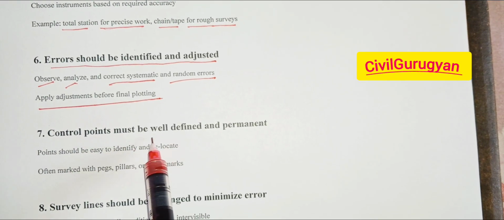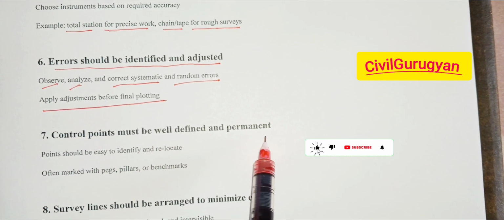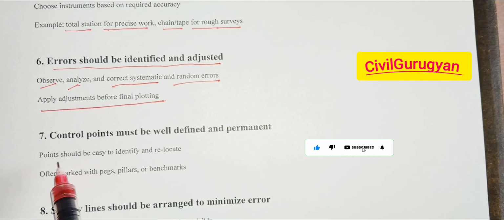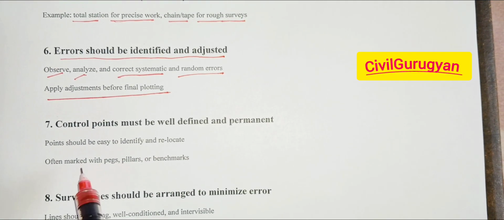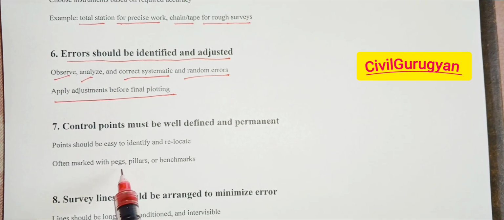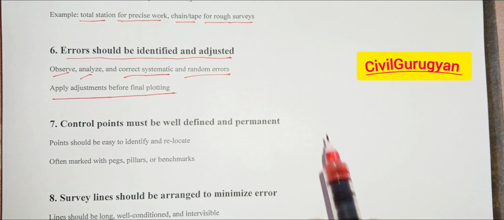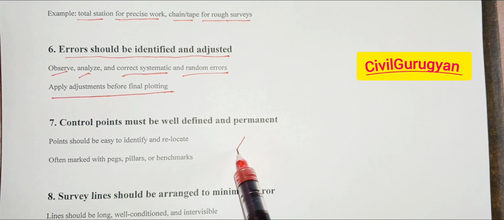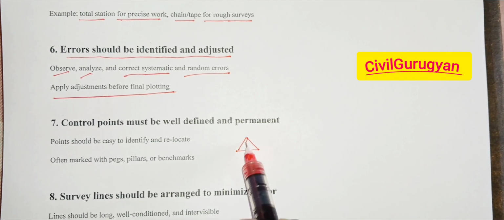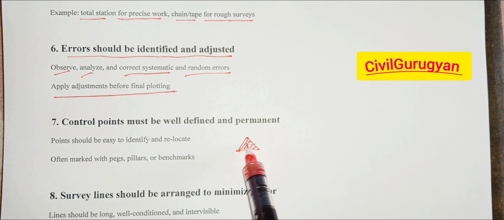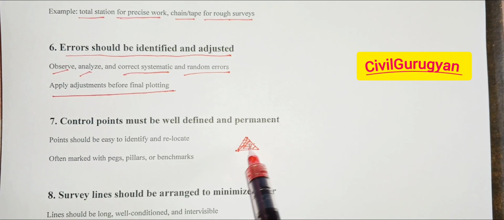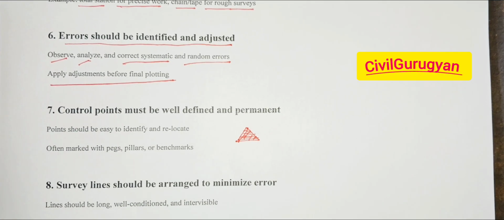Similarly, point number 7 is control points must be well defined and permanent. This means points should be easy to identify and relocate. Often marked with X, pillars, or benchmark. This means any point which is established during surveying should be such that it can be found and observed at any time.